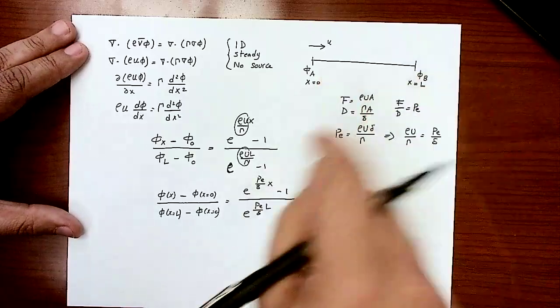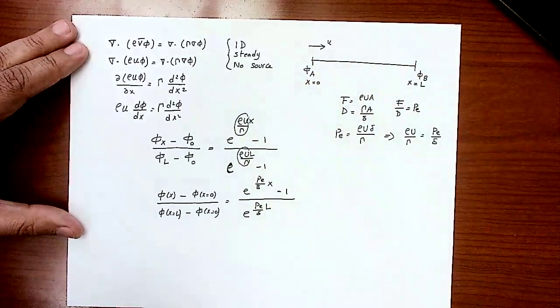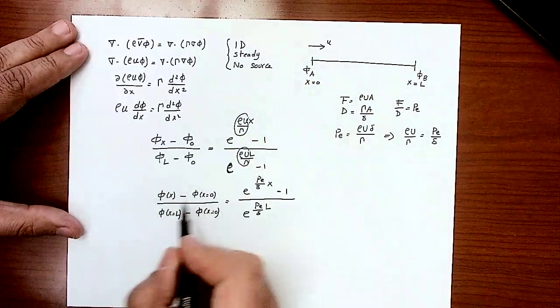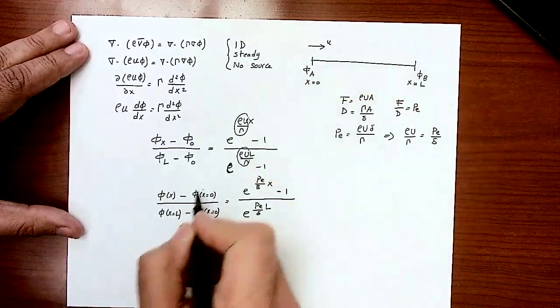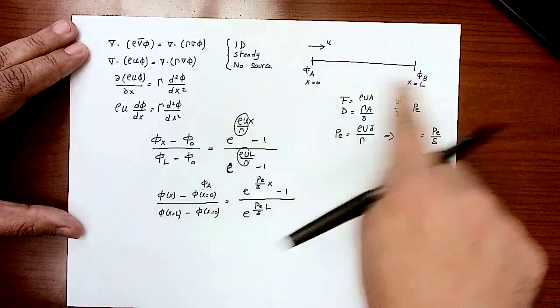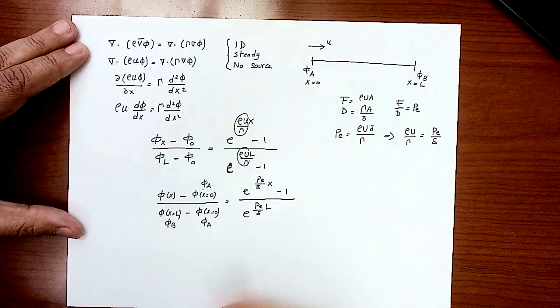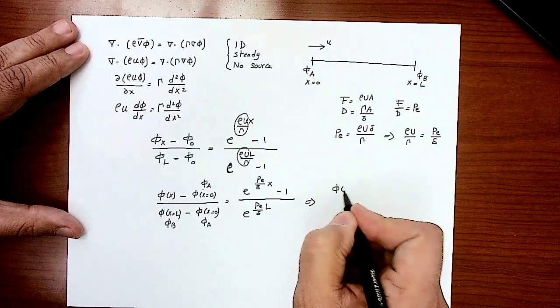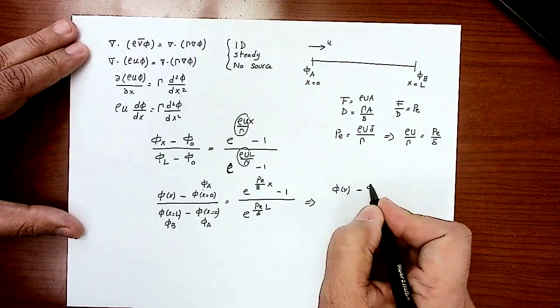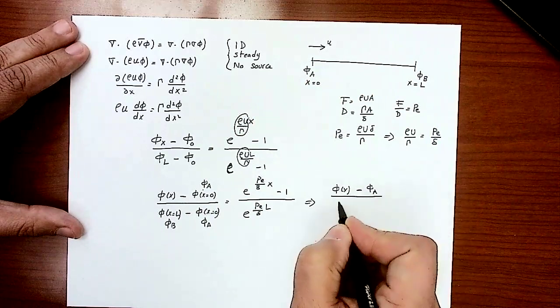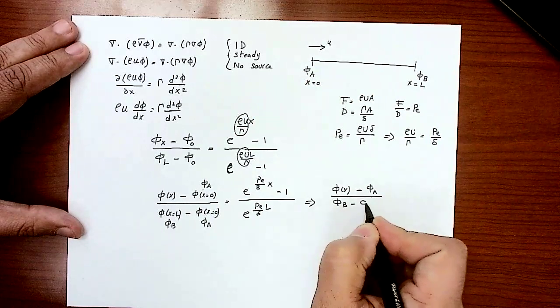Here L is the total length and delta is the unit length. So now I can get that phi function. This is a constant value, so this is going to be phi A. This will be phi B, and this will be phi A as well. So I'm going to end up with the equation: phi at any location x minus phi A, which is the boundary value, divided by phi B minus phi A.